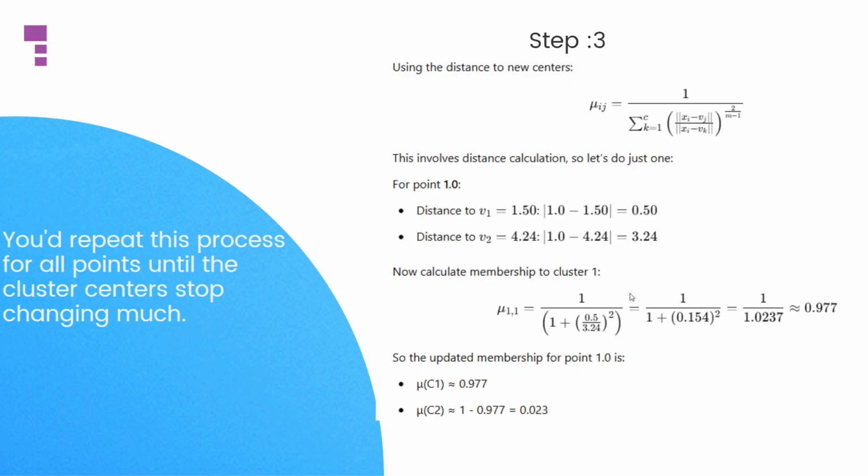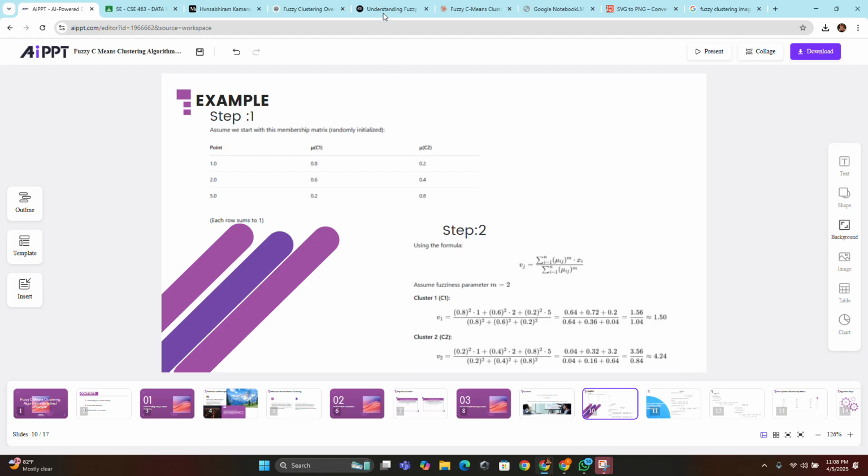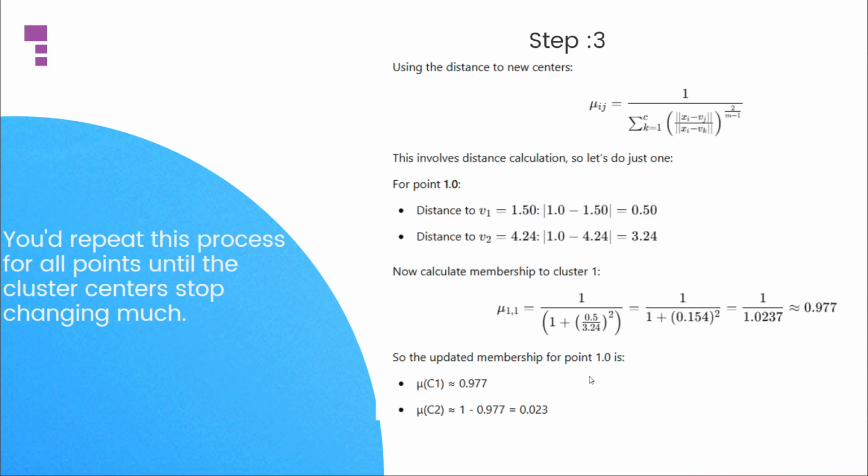Mu 1,1 equals 1 divided by 1 plus (0.5 divided by 3.24) squared. We get the answer 0.977. So the updated membership is 0.977. We have to calculate for C2 also. The C2 membership is 1 minus mu 1,1, so 1 minus 0.977 gives 0.023.